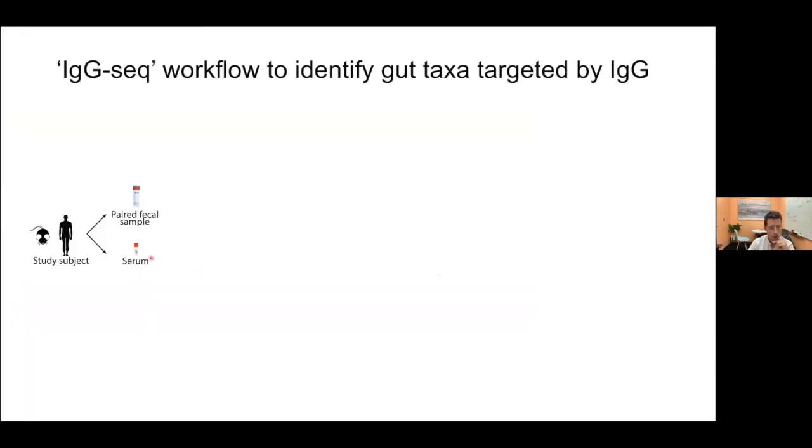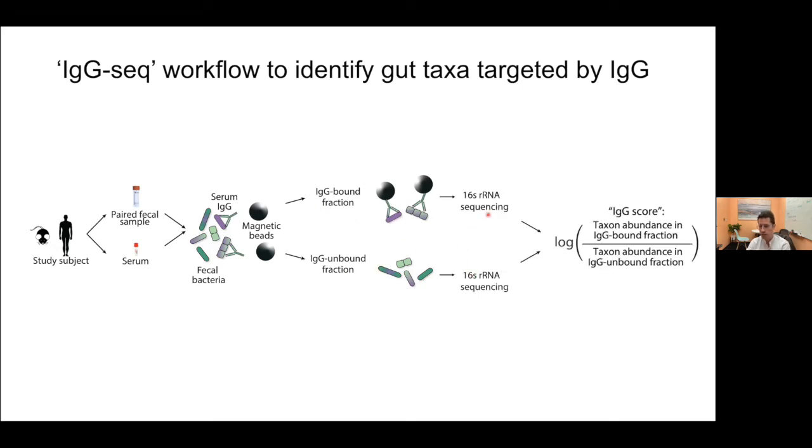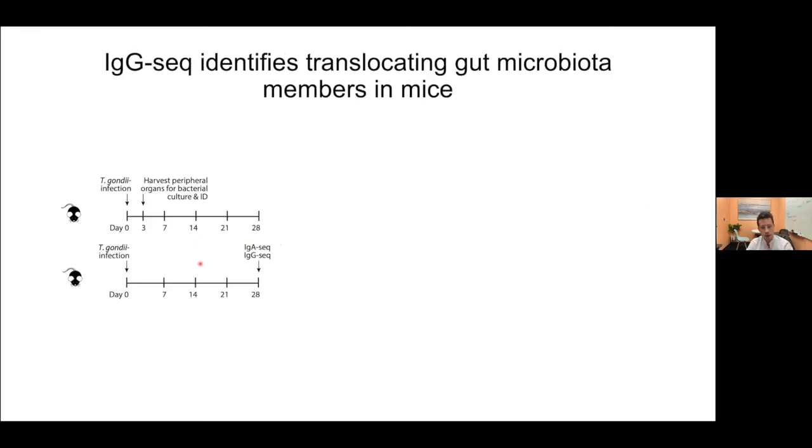And so we sought to create a framework to identify IgG targeted bacteria by taking fecal samples and paired serum, where the IgG is found, co-incubating them to allow for the IgG to bind the gut microbes in the feces, and then separating the IgG bound bugs from those that are unbound, subjecting them to 16S sequencing, and calculating this IgG score that's proportional to the titer of IgG against each gut bacterium. In this way, we can quantify IgG titers to essentially all detectable gut bacteria that are in the sample. And we wanted to understand whether this is truly identifying bugs that have crossed the gut barrier.